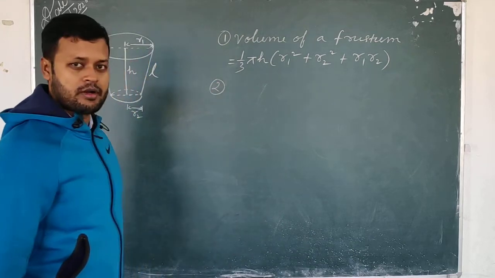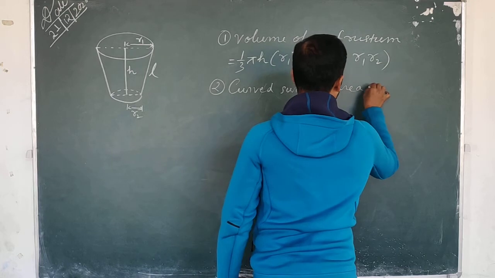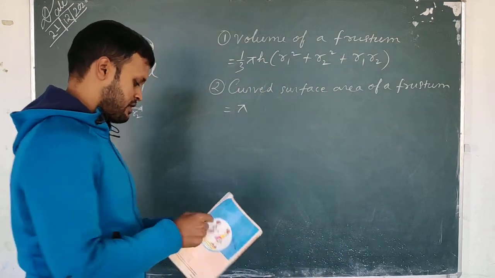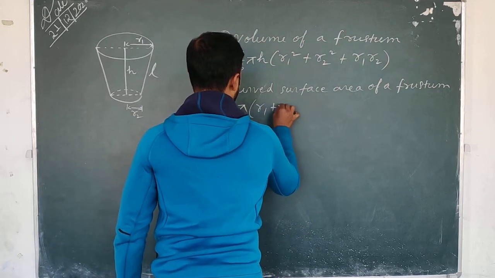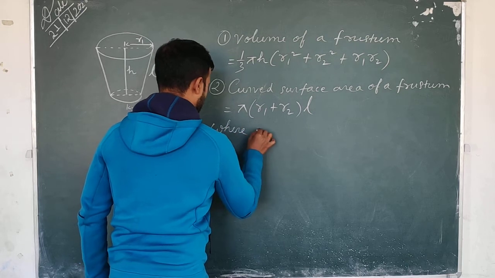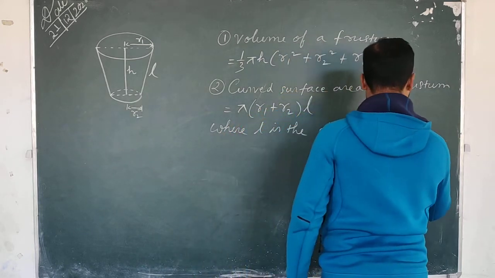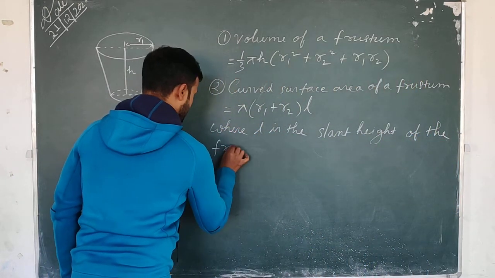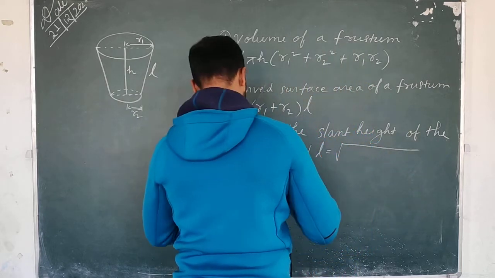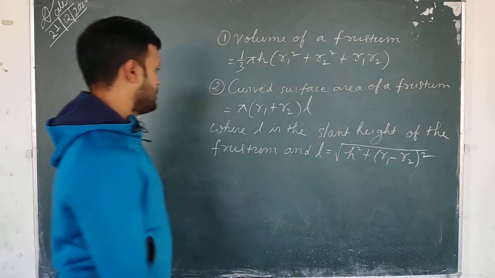And number 2, if you want to find out the curved surface area of a frustum, curved surface area of the frustum is equal to pi into (r1 plus r2) into L, where L is the slant height of the frustum, and L equal to root over h square plus (r1 minus r2) whole square. Curved surface area of the frustum.